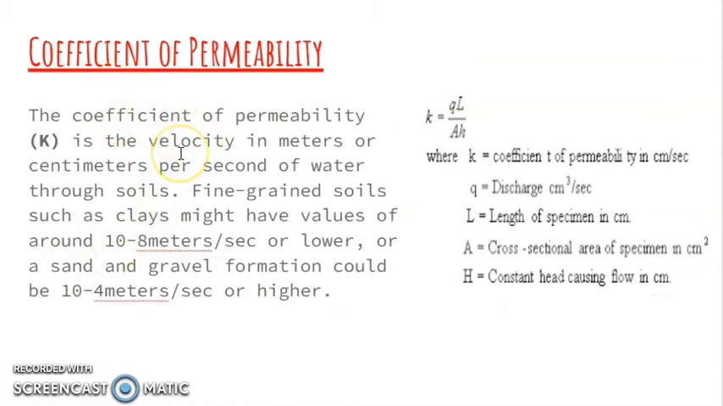Okay, what is the coefficient of permeability? The coefficient of permeability is the velocity, in meters or centimeters per second, of water through soil. Fine-grained soils such as clays might have values of around 10^-8 meters per second or lower, while sand and gravel formations could be 10^-4 meters per second or higher. The equation for the coefficient is K equal to QL over AH.